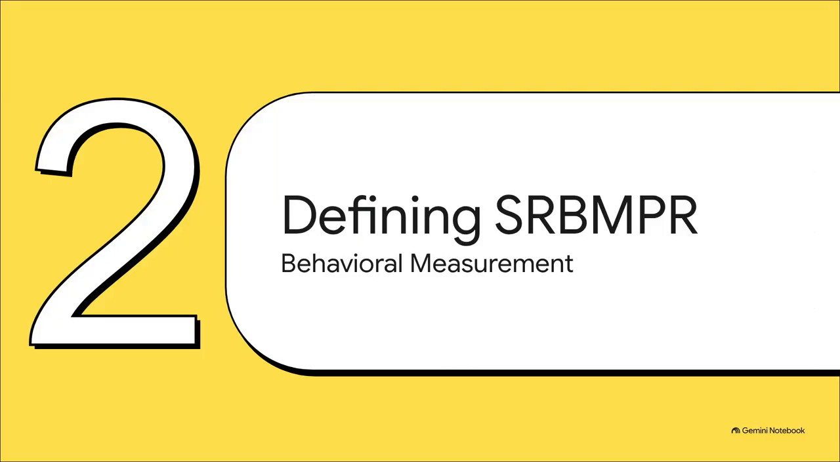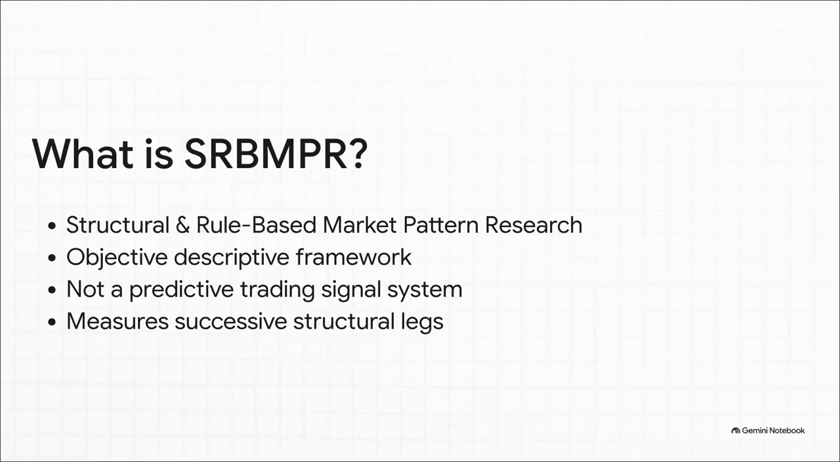Moving to part 2, defining the SRBMPR framework as a behavioral measurement tool. Let's establish exactly what this framework is, and more importantly, what it isn't. I want to dismantle a common myth right out of the gate. This is not a predictive trading signal system. SRBMPR stands for Structural Risk-Based Move Progression Ratio. It's a strict measurement framework tracking the ratio of successive structural legs inside completed market cycles. The manifesto itself provides the exact definition and is backed by a core statistics table drawn from a massive 5,536 cycle dataset. Ultimately, this structural measurement is how you objectively dictate stop-loss and target levels.